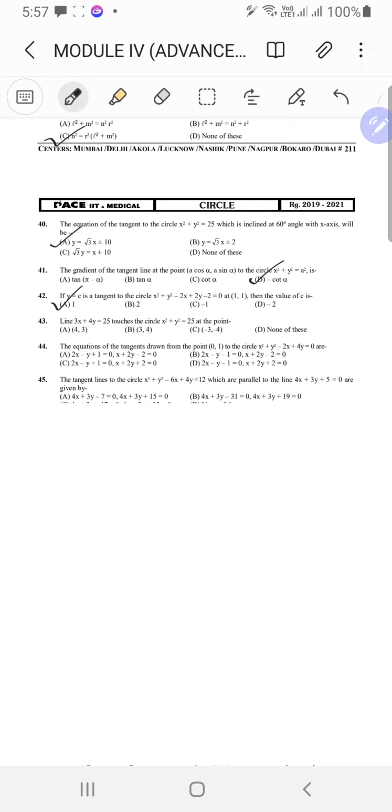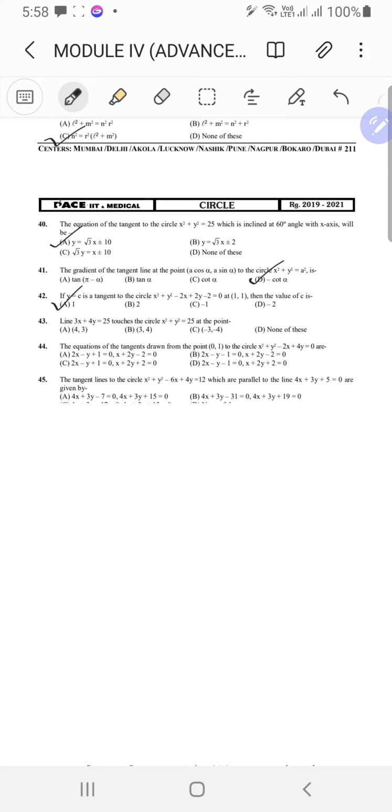Line 3x plus 4y equal to 25 touches the, wait, it's 25, not 5, fine, touches the circle x squared plus y squared equal to 25 at the point. Oh, this is radius 5. Okay, this touches the circle. And where does it touch it, basically? Okay. That's really weird. Should I use parameterization once again? Yeah, maybe.